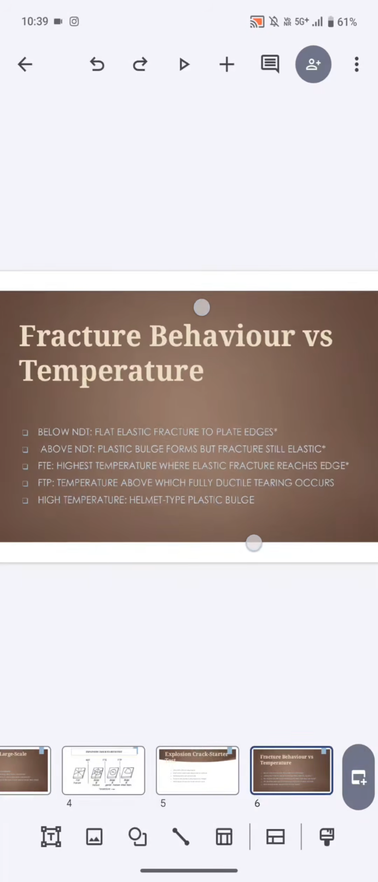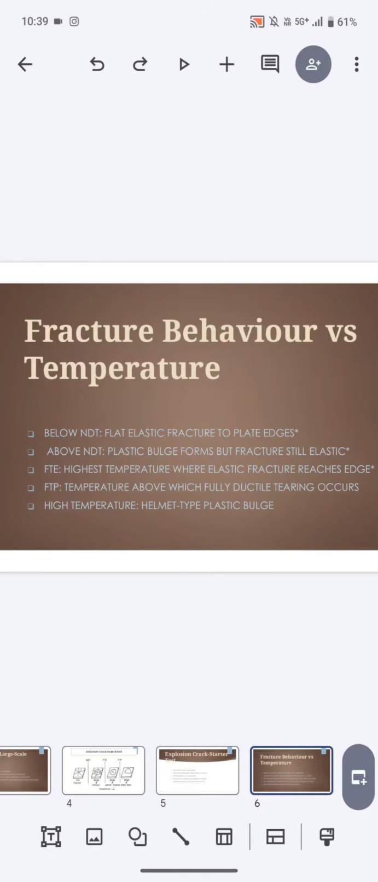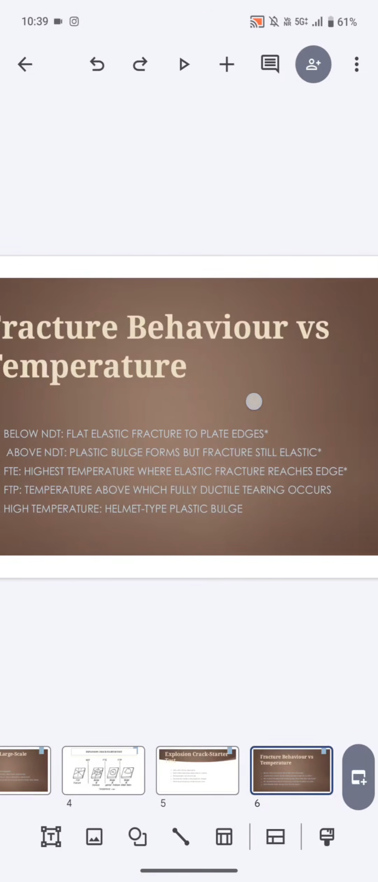This is about the fracture behavior versus the temperature. Below NDT, flat elastic fracture to the plate edges. Above NDT, plastic bulges form but the fracture is still elastic. It's not as plastic, up to FTE. At higher temperature, the elastic fracture reaches the edge.